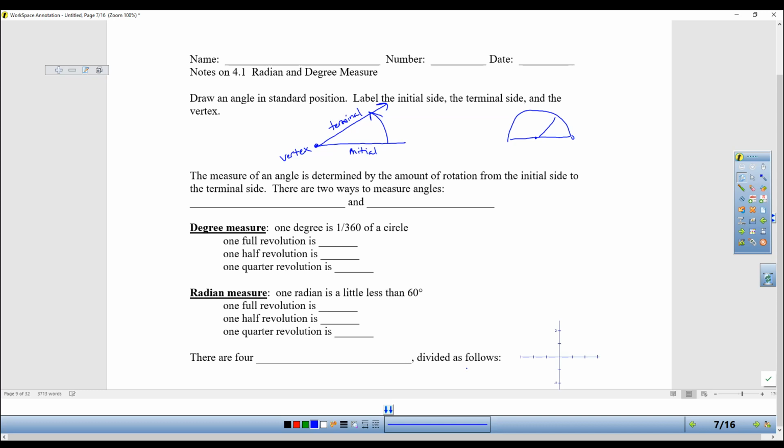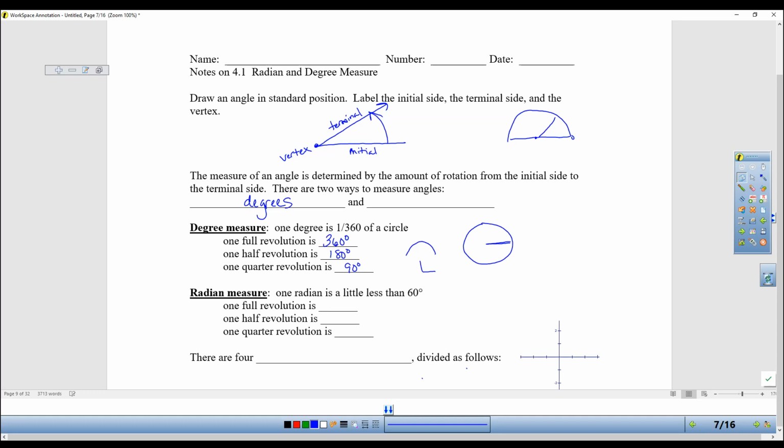There are two ways to measure angles. One is degree measure, which you guys are really familiar with. You know that one full revolution is 360 degrees. A half of a revolution, so halfway around the circle, is 180 degrees, which would mean that a quarter of the way around the circle is 90 degrees. And so 1 degree is literally 1/360th of a circle. But today I'm going to introduce you to something called radian measure.